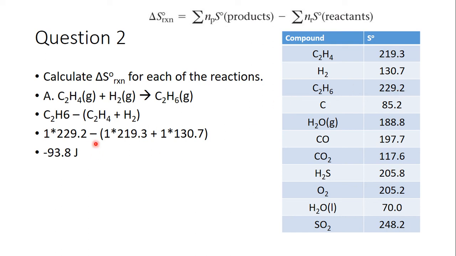229.2 minus 1 times 219.3 plus 1 times 130.7. So I'm going to add these two together before I subtract. And what I get is minus 93.8. And I don't have a unit here, but this probably should be joules. And this negative number makes sense. We took two gases and we combined them into one molecule. And we talked about earlier how that would decrease our chaos in our reaction. And that's it for this video. I will see you in the next video.